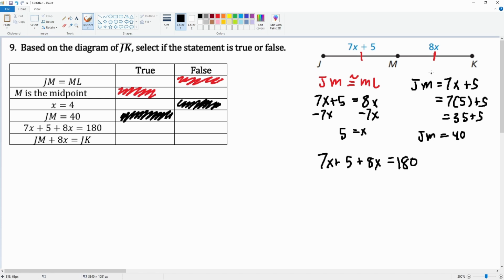Is it true that 7x plus 5 plus 8x equals 180? Well, this only works for angles. These aren't angles, so this is false. So that's wrong.